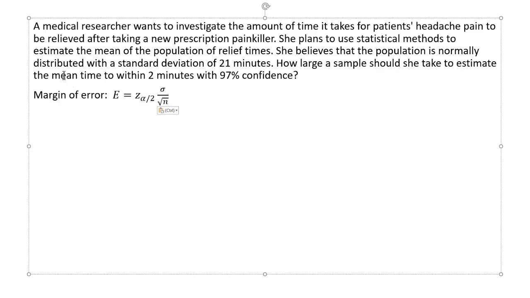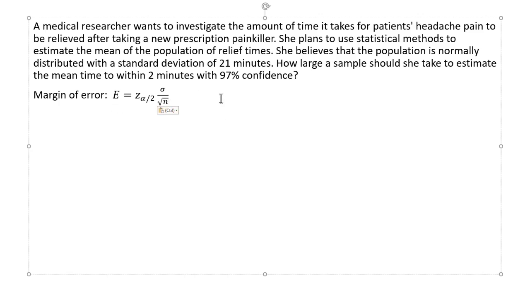To estimate the mean time to within 2 minutes, that means your error cannot be more than 2 minutes. So E is your maximum error, which is 2. You're given all the values except for n. So you can just use this formula to solve for n. Now, you have two options. You can plug in all the numbers and then solve for n. But sometimes it's easier to solve it with just letters than numbers. It's in some way, actually, less confusing.